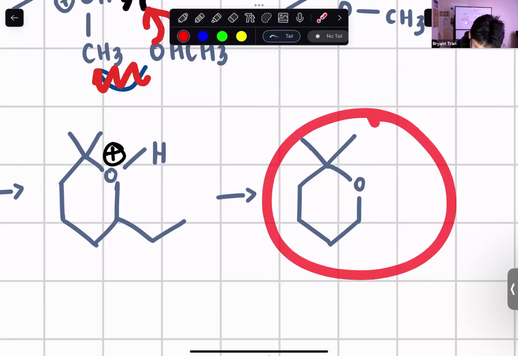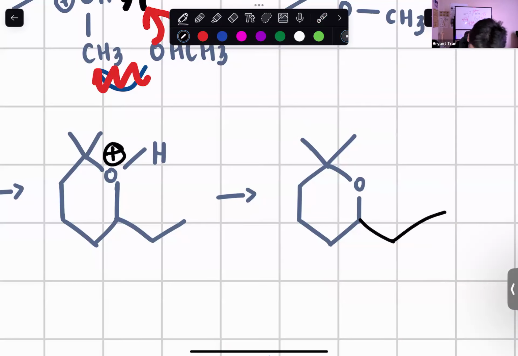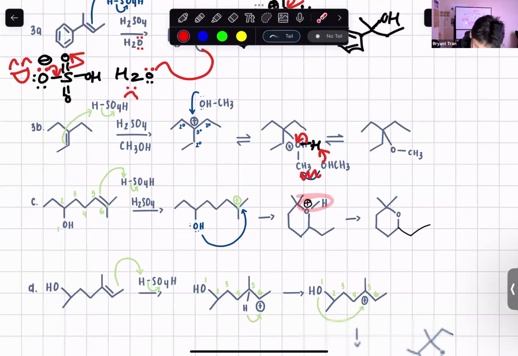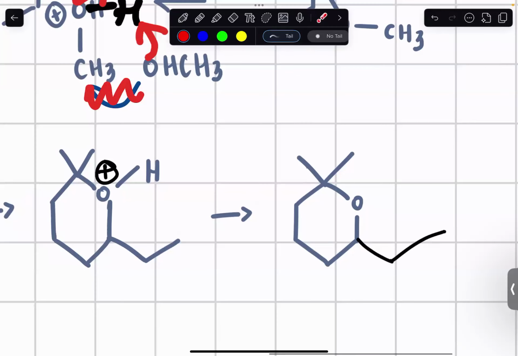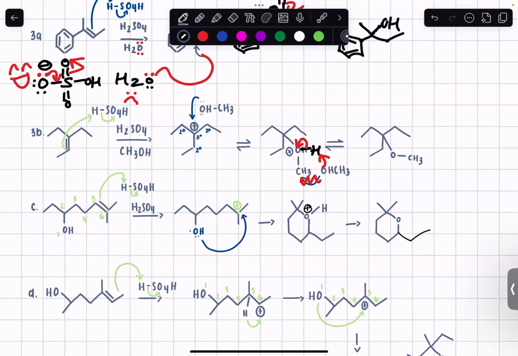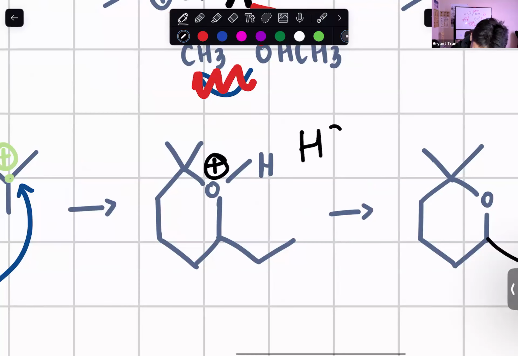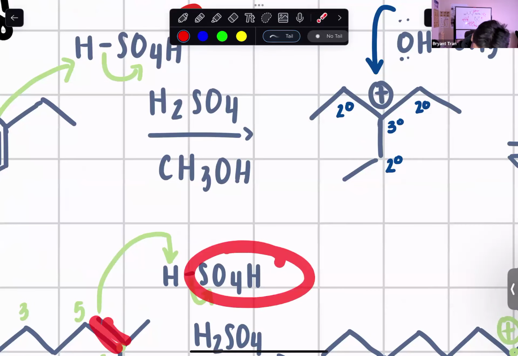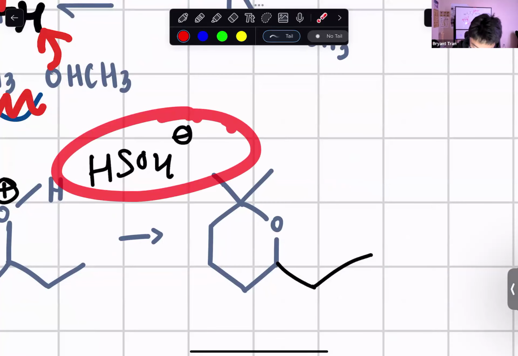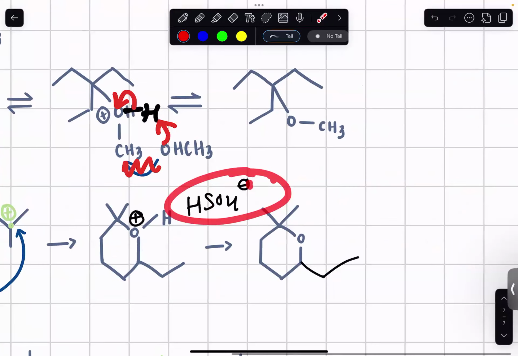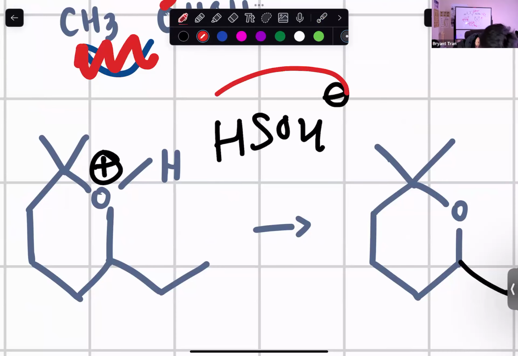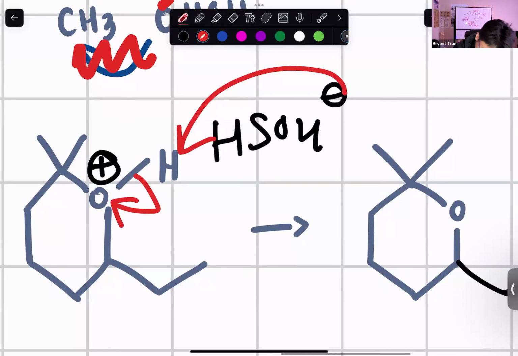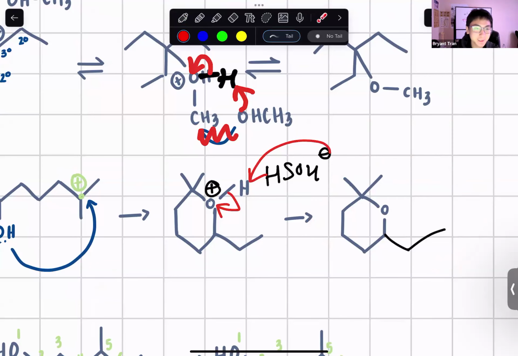And this is the final product with the ethyl. But how can we get rid of this plus charge and hydrogen here? It's the HSO4 minus, right? Yes, the HSO4 minus that we formed at the first step. Once we protonate the alkene here, the HSO4 minus gets formed, which is going to be used in the last step to regenerate this acid catalyst. Grab that hydrogen, and the bond between that hydrogen and oxygen goes onto that oxygen to give us this final product there.